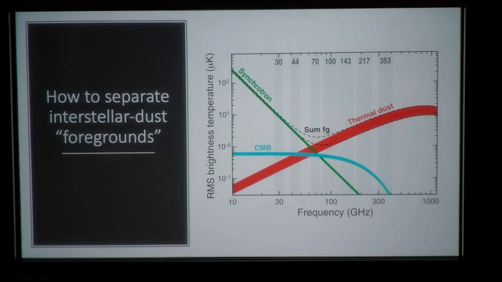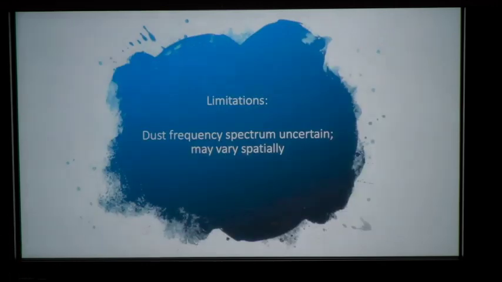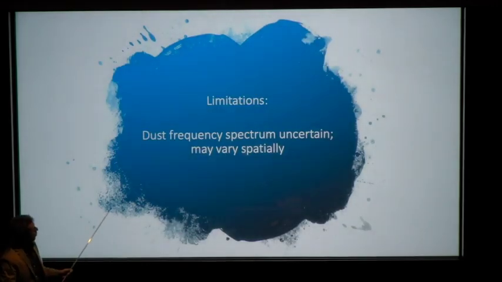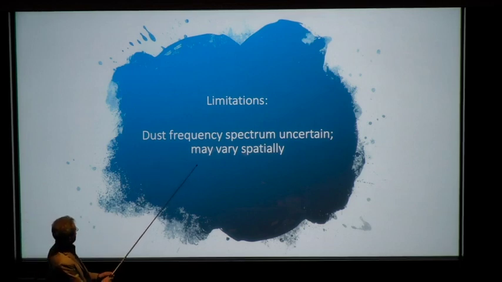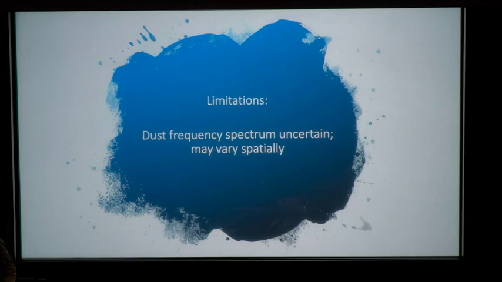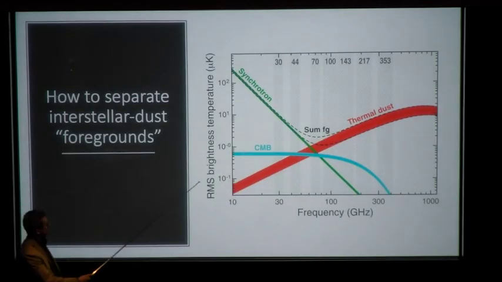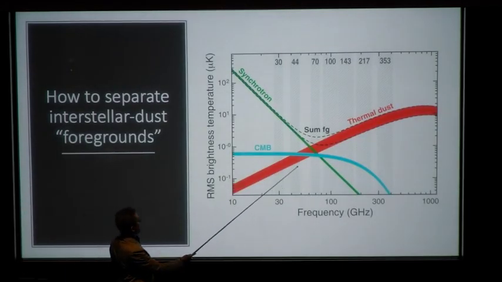This is good. This is how things have worked so far with the cosmic microwave background. But the signal that we're looking for is very, very feeble. And the measurements have to become increasingly precise, and the modeling has to become increasingly precise. And one of the limitations that we're beginning to face is that the dust frequency spectra are uncertain. The cosmic microwave background is a black body. That's a very black body.